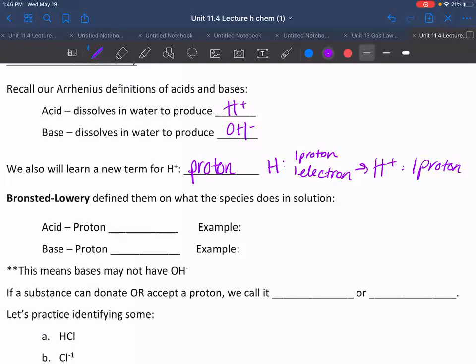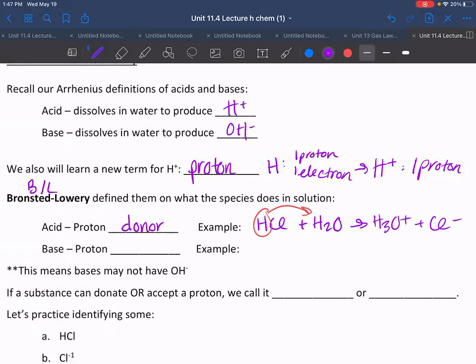And so thinking about this next definition here, you might see on the worksheet B/L, that just stands for Bronsted Lowry. And we're going to just discuss in terms of protons. Now, an acid is a proton donor. What it means is you're an acid if you have an H to give up. An example would be hydrochloric acid. If we think about how this interacts with water, it has this hydrogen that it can donate to the water. That becomes H3O plus, and we are left over with Cl minus, chloride ion.